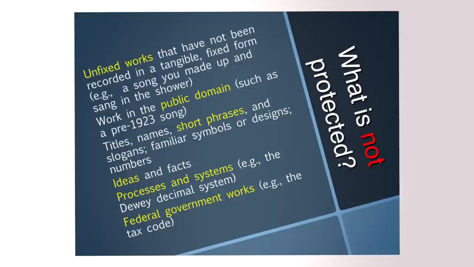Work in the public domain. We'll talk about that real briefly. Anything published before 1923 under the current law in the United States. Things like titles, names, short phrases, and slogans. Now, these may not be able to be copyrighted, but they may be able to be trademarked or service marked or patented, that sort of thing. Those are different permissions. We're only going to talk about copyright today.